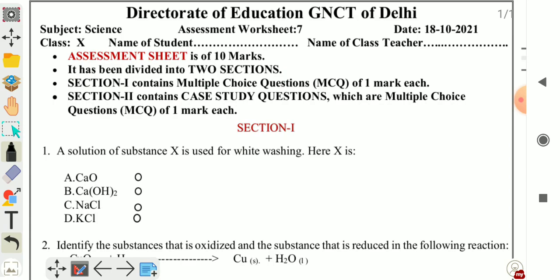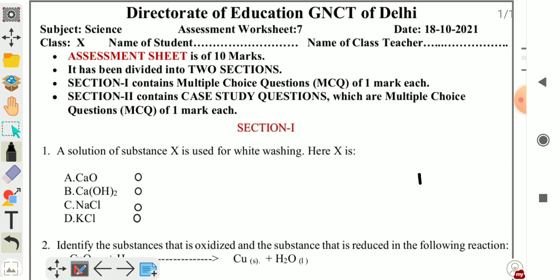Assessment worksheet 7. Today we will discuss assessment worksheet 7, subject science, class 10th. In the first section you are given multiple choice questions and each question carries 1 mark. In section 2 there are case study questions, which also carry 1 mark and are multiple choice questions. So you have to choose the correct answer from the given options.